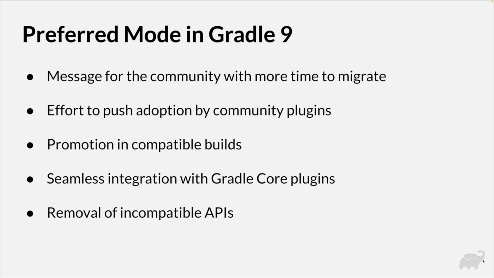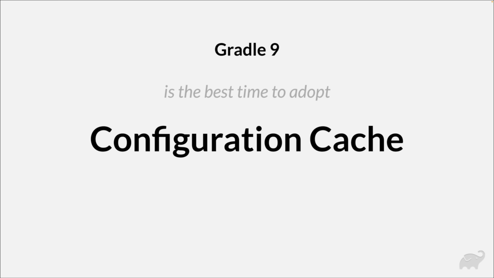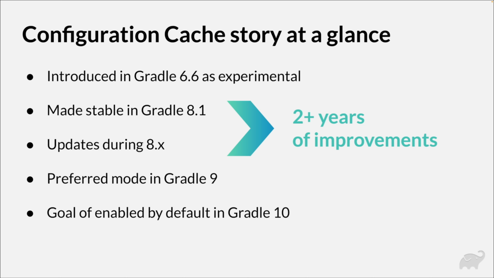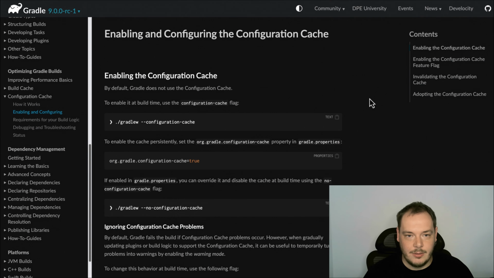With configuration cache becoming the preferred mode of running Gradle, Gradle 9 becomes the best time to adopt configuration cache and get the benefits. The benefits are not only significant from the configuration cache itself, but it also serves as a foundation for upcoming features that make Gradle even faster and more scalable. Configuration cache is an important part of the Gradle future, and we have a goal of enabling configuration cache by default in Gradle 10. Thank you, Alex.